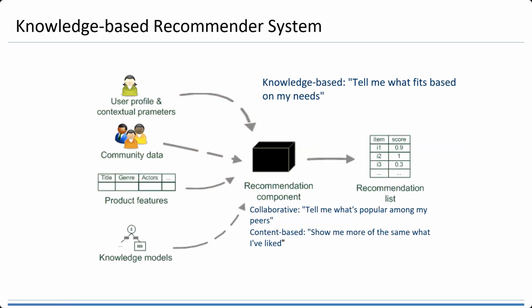We already learned about the collaborative. Collaborative is a kind of statement: tell me what's popular among my peers. So I want to see from other users, and if it is similar with me, then I can get that recommendation. The content-based means show me more of the same of what I like. So if I like comedy, then show me other possible comedy drama or comedy movies based on the content.